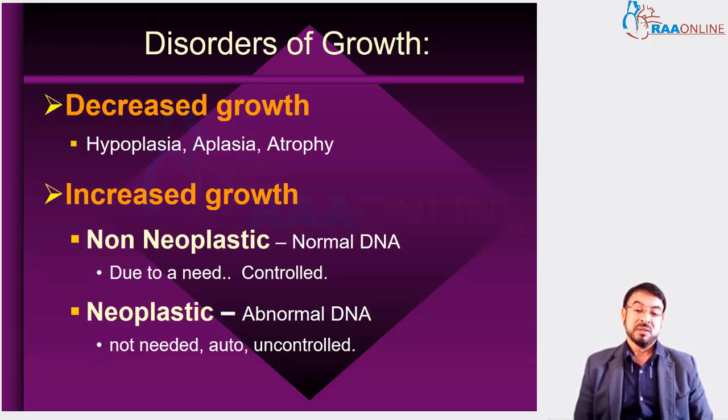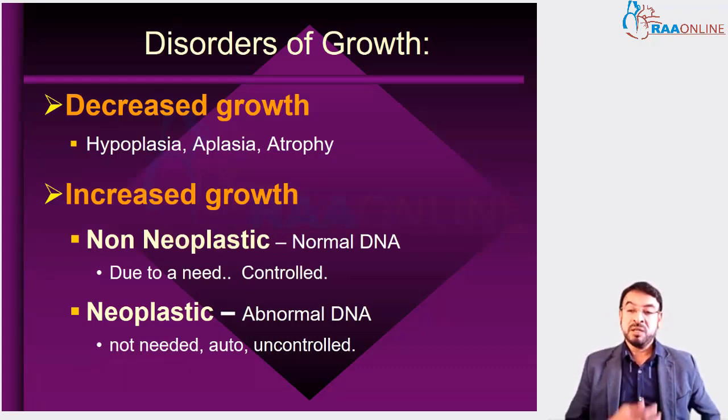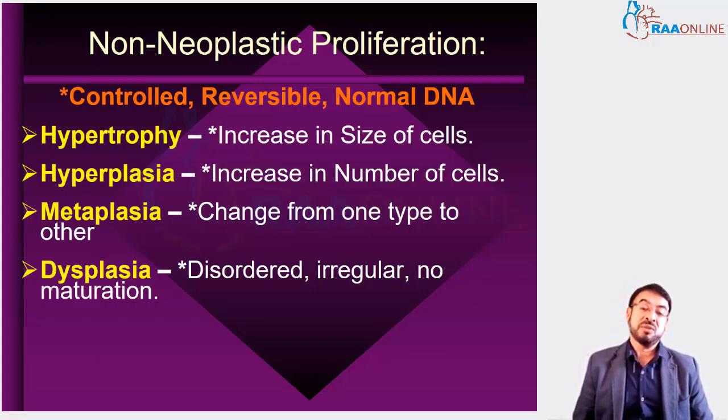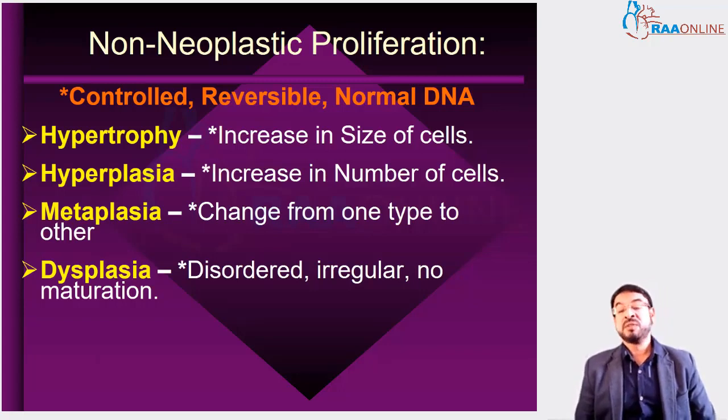Increased growth is non-neoplastic, where the DNA is normal. Now, this growth occurs due to a need. It is a controlled growth. When my muscle grows after I exercise, it is a controlled growth. But if a part of my breast grows out because of a tumor or a cancer, it is an uncontrolled growth. It is not needed. That occurs when there is abnormal DNA. So all non-neoplastic proliferations have a normal DNA, so their growth is controlled. And remember, this is reversible, which means if the stimulus that causes the growth is removed, it is reversible.